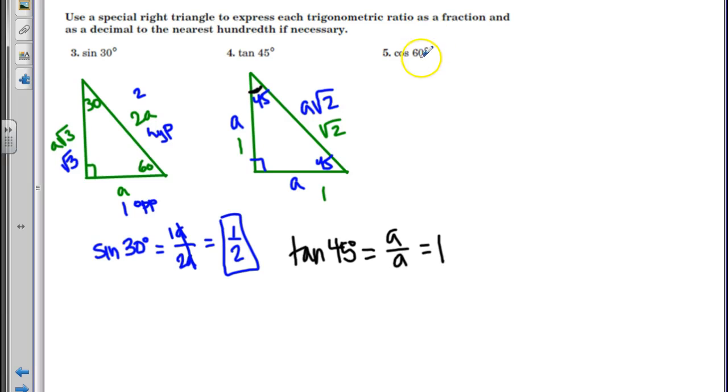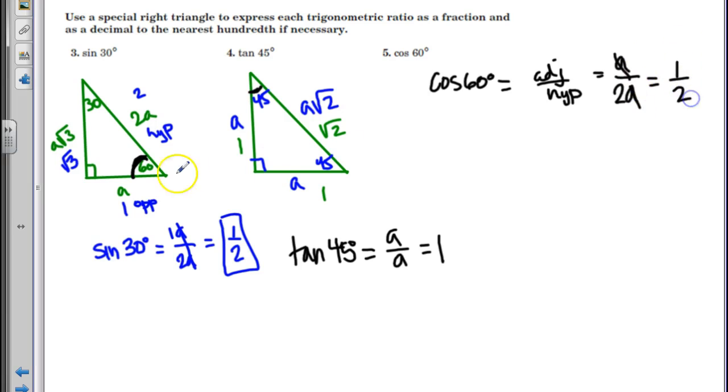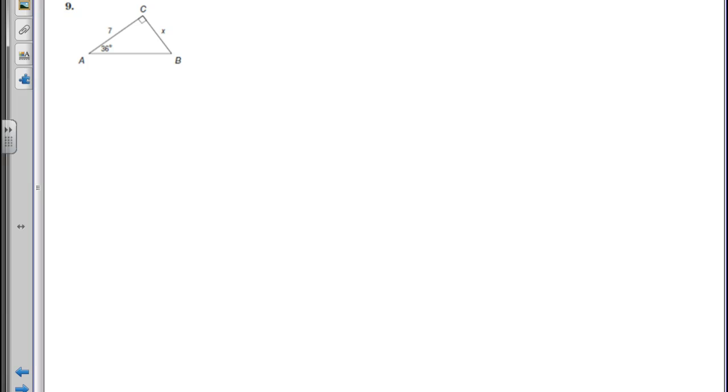All right, last one, cosine of 60. So let's run back over here. Cosine of 60 degrees, cosine is adjacent over the hypotenuse. So going from the 60-degree angle, the adjacent side is A, the hypotenuse is 2A. So reducing this, we get 1/2. If you use the numbers, we have 1 over 2, which is 1/2. Awesome. It's good stuff right there, isn't it? Very exciting. I knew you would be excited.